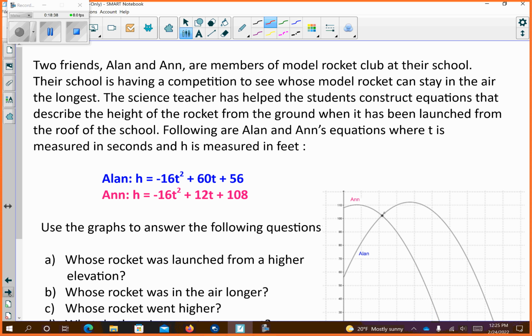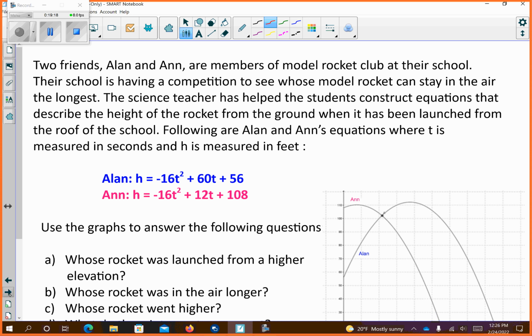So this one says, two friends, Alan and Anne, again, these are made up people. We don't need to know who they really are. They're members of a model rocket club at their school. Their school is having a competition to see whose model rocket can stay in the air the longest. The science teacher has helped the students construct equations that describe the height of the rocket from the ground when it has been launched from the roof of the school. Following are Alan and Anne's equations, where T is measured in seconds and H is measured in feet.